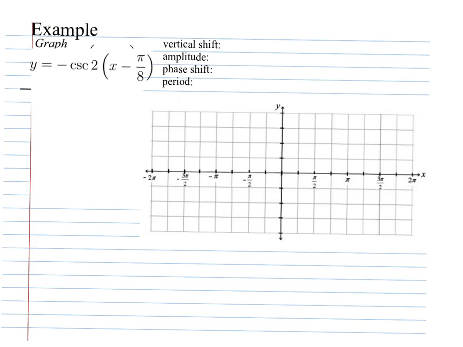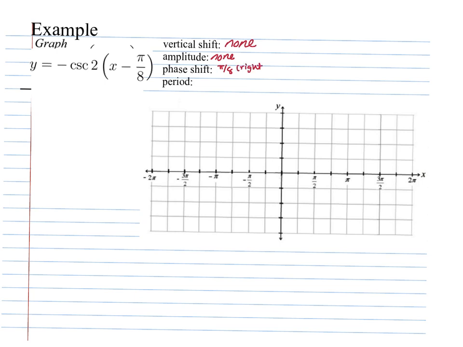So as you could tell, for this function, we don't have a vertical shift. So we put none or 0. Amplitude, we have also no amplitude, so none. But remember, if you're graphing the sine function, your amplitude is going to be 1. For a phase, we do have a phase shift, so that would be pi over 8, and that would be going to the right.